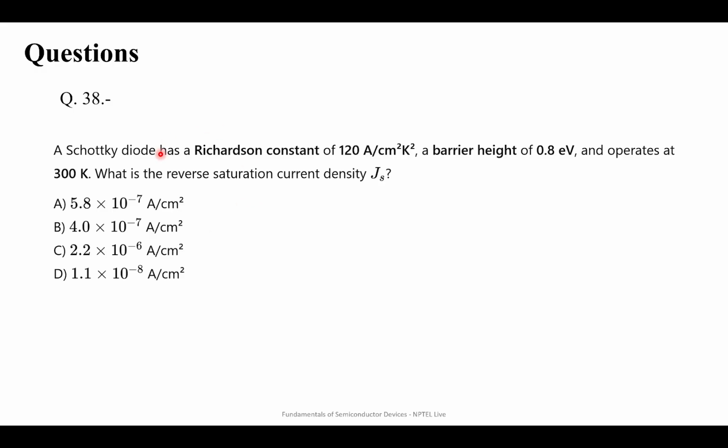A Schottky diode has a Richardson constant of 120 amperes per centimeter square Kelvin square, a barrier height of 0.8 electron volts, and operates at 300 Kelvin. What is the reverse saturation current density Js? 5.8 into 10 to the minus 7 ampere per centimeter square, 4 into 10 to the minus 7 ampere per centimeter square, 2.2 into 10 to the minus 6 amperes per centimeter square, 1.1 into 10 to the minus 8 ampere per centimeter square.